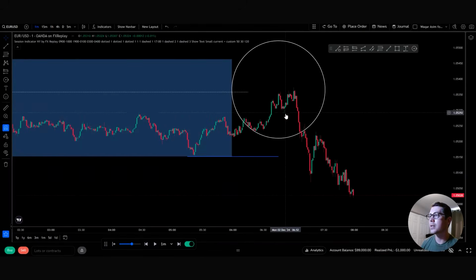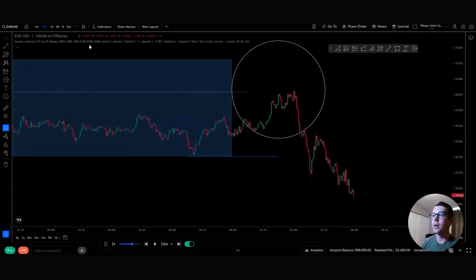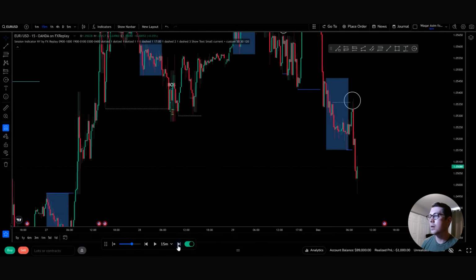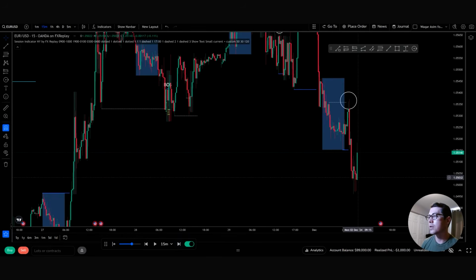with it, because by the time you had the break in structure, there was just no inducement and retrace. So it formed that reaction without his specific entry model. So let's see if we can get price to build up and form any sort of inducements.